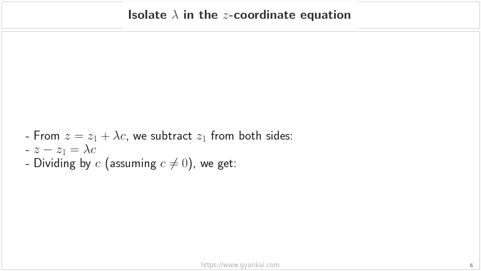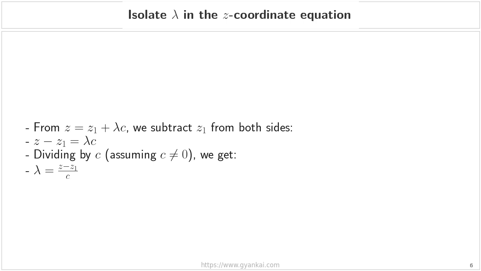Finally, assuming that c is not equal to 0, we divide both sides by c. This gives us the expression for lambda equals the quantity z minus z sub 1, all over c. Once we have these three separate expressions for lambda from our x, y, and z equations, we will be ready to move to the next slide and equate them to form our final Cartesian equation.